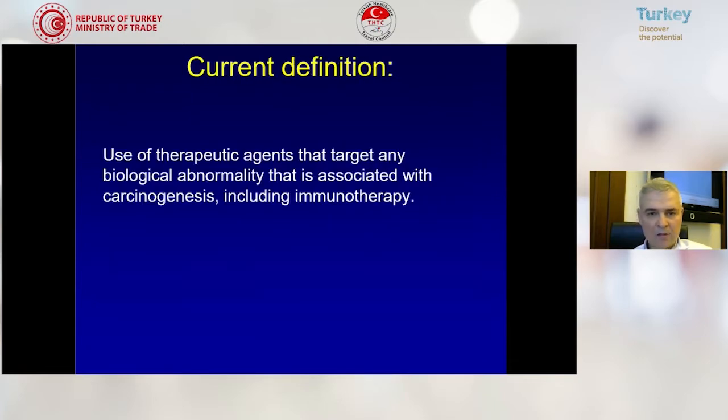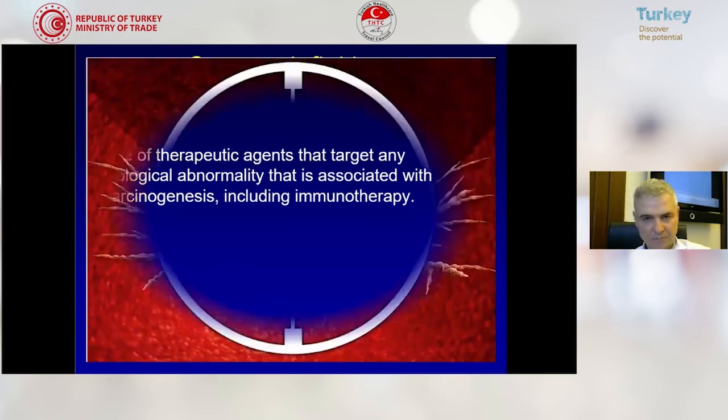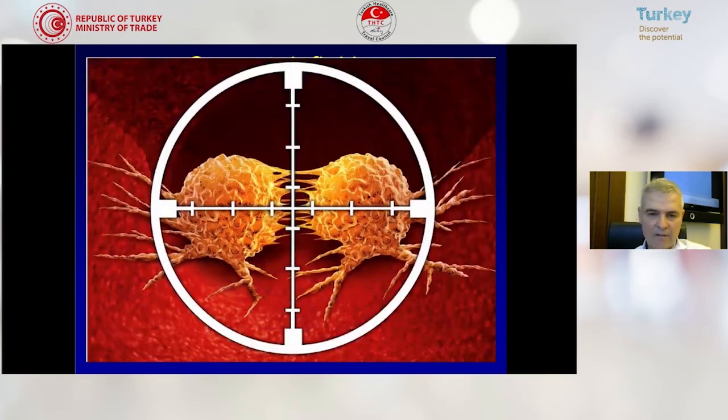So what is the current definition? Use of therapeutic agents that target any biological abnormality that is associated with carcinogenesis, including immunotherapy. So we want to hit the target with that gene if we produce a specific drug for that mutated gene.